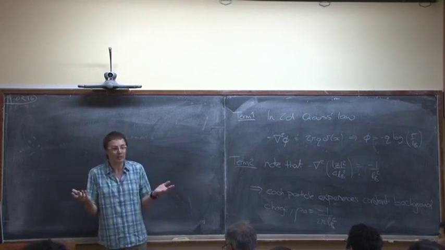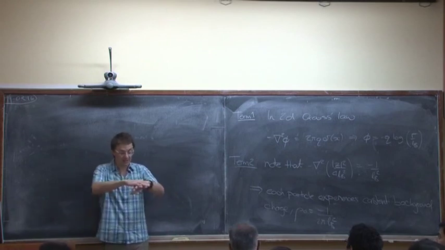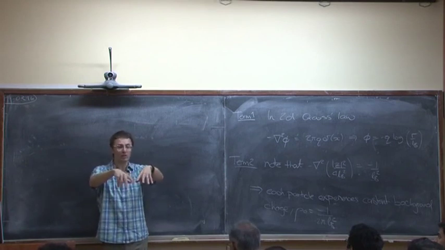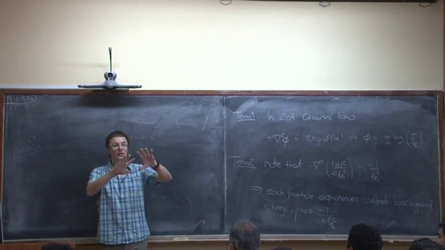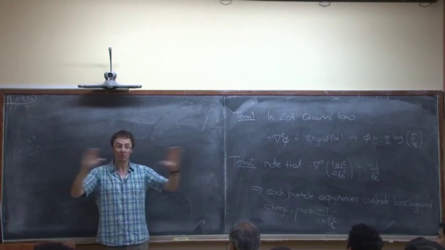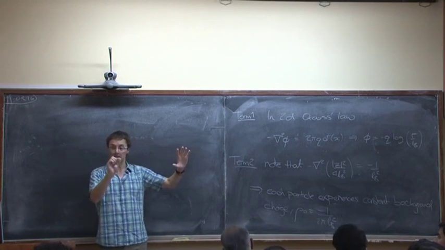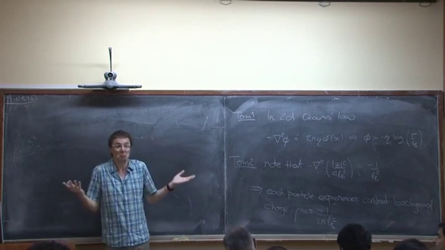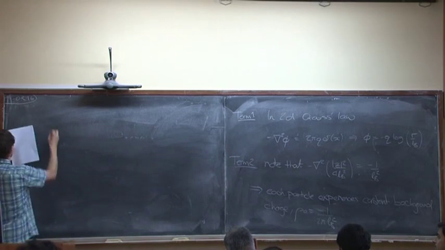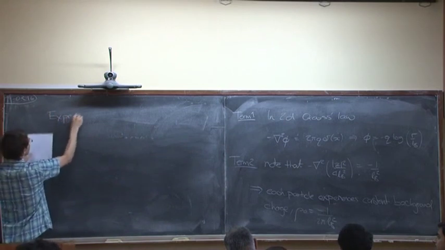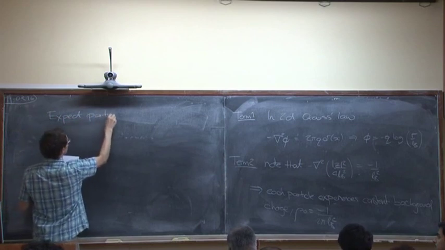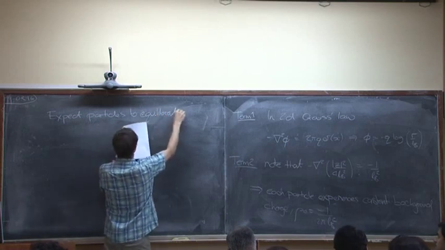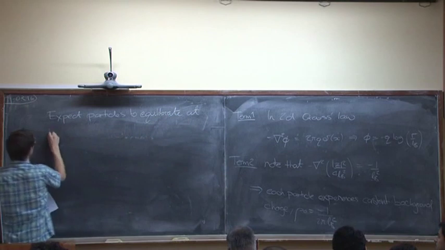So what's going to happen? We don't have to be experts in plasma physics just to guess the answer. There's some constant background charge, and the equilibrium situation is going to be where the particles maneuver themselves in such a way that on average the charge is neutral. So the background charge has one sign, the particles have the opposite sign, so you just expect them to arrange themselves with a density such that it cancels out this background charge. Okay. So we expect particles to equilibrate at neutrality.